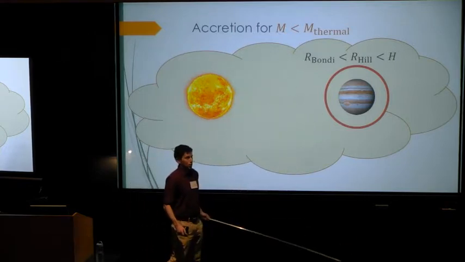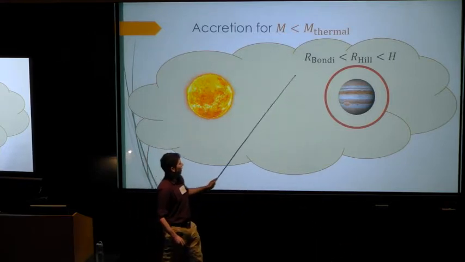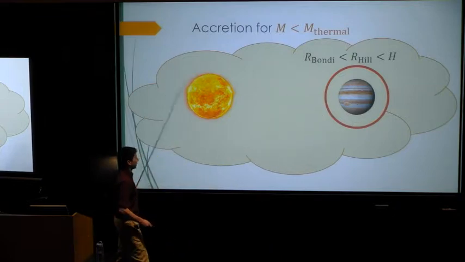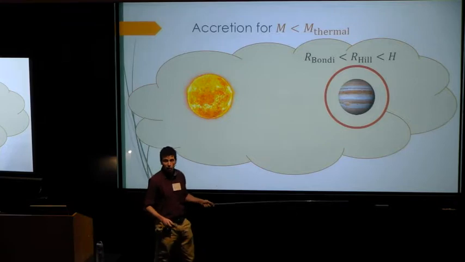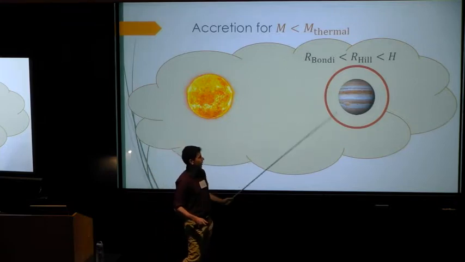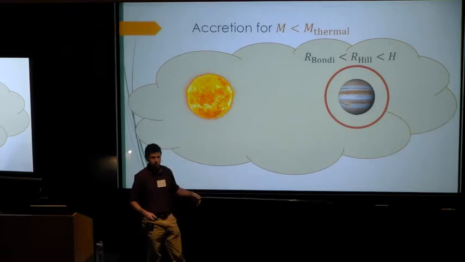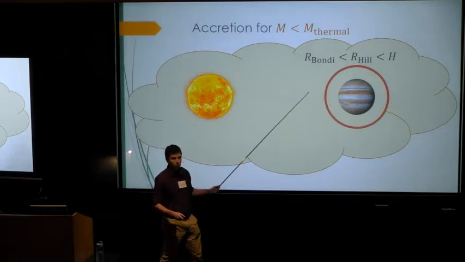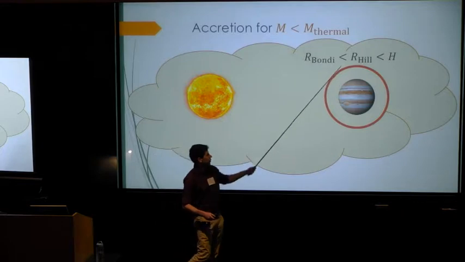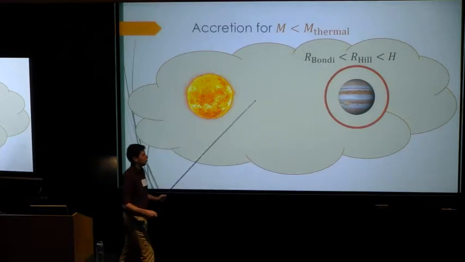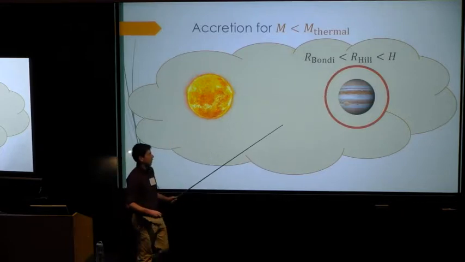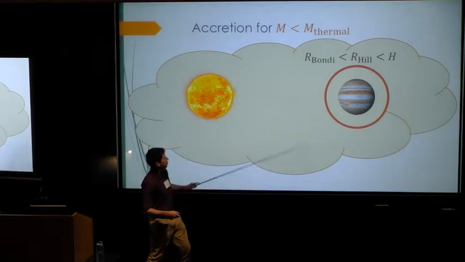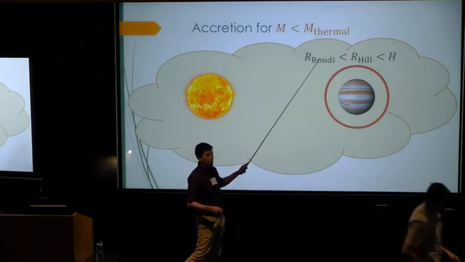regime. So in general, we can define a radius of influence for a planet accreting gas from a circumstellar disk, and this will be the smaller of the Bondi radius and the Hill radius. So the Bondi radius is where the gravity of the planet overcomes the thermal motion of gas molecules, and the Hill radius is where the gravity overcomes the tidal force from the star. And one way to define the thermal mass is the mass for which these two radii are equal.